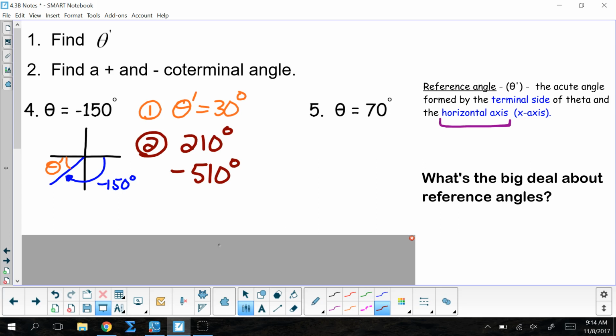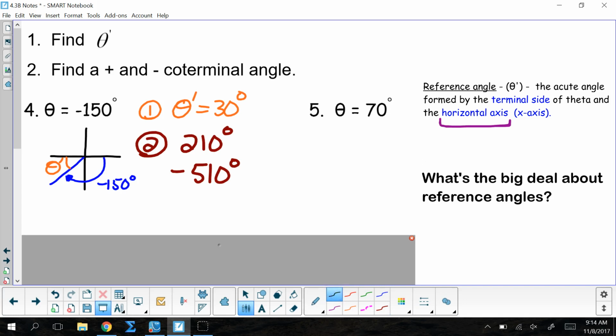Okay? That's the way. And would it matter if I went 2 laps around? Because those would also be coterminal angles too. So I could add or subtract 720. Add or subtract 1080. And that would be 3 laps around. Okay? So we got that going for us, which is nice.